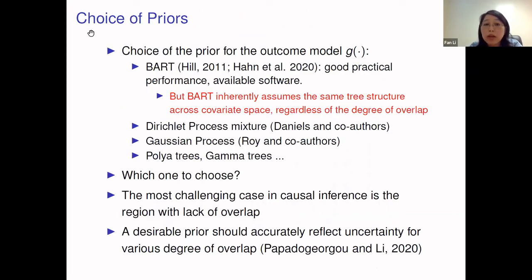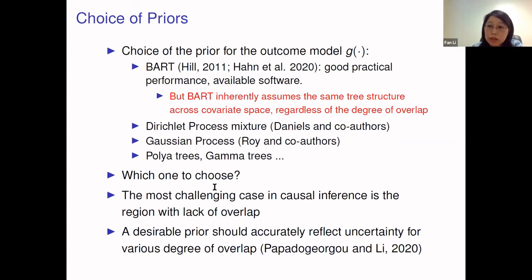The second one is the choice of priors. We mentioned earlier that when you do an outcome model, it would be good to use flexible models. Bayesian non-parametric priors are obviously a very good approach, but there are so many different ways. BART is very popular in recent years, and it performs well in practice, but BART has some issues. It inherently assumes the same tree structure across the covariate space, regardless of whether you have enough overlap or not. You can also use a derivative process prior, a Gaussian process, whatever you want. Then the question is which one to choose.